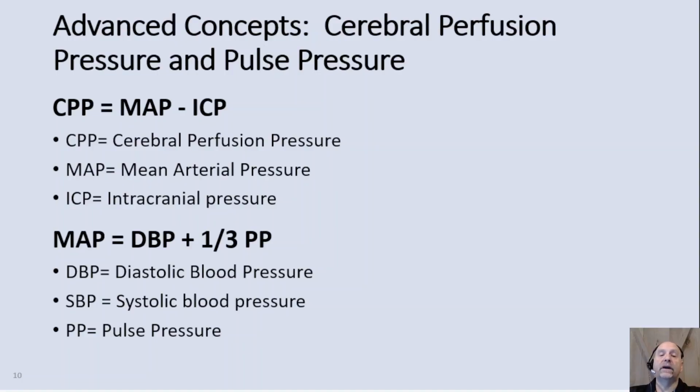The mean arterial pressure is calculated by adding the diastolic blood pressure to 1/3 of the pulse pressure. A normal cerebral perfusion pressure runs from 70 to 90 millimeters of mercury, while a normal mean arterial pressure is between 85 and 95 millimeters of mercury.